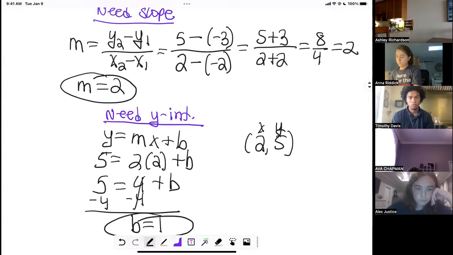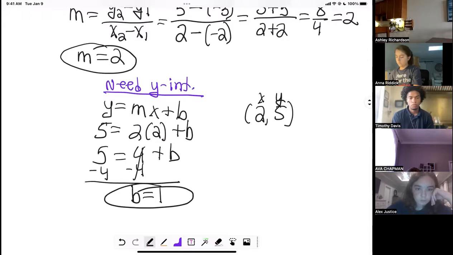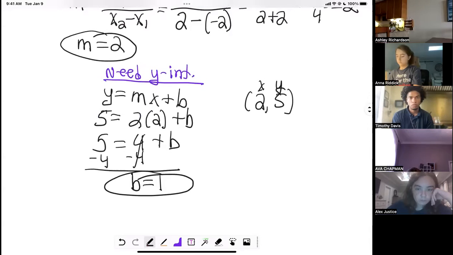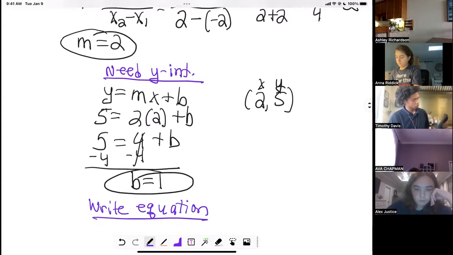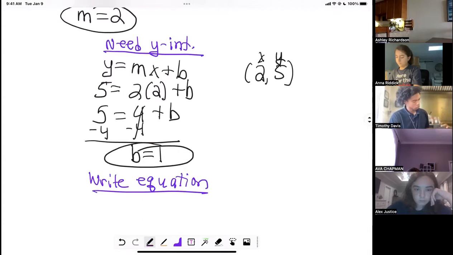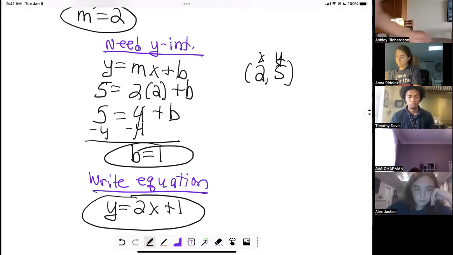I got my b. I got my slope. Now I'm going to write my equation. So y is equal to, my slope is 2, x, my b is 1. y equals 2x plus 1. And that's my equation.